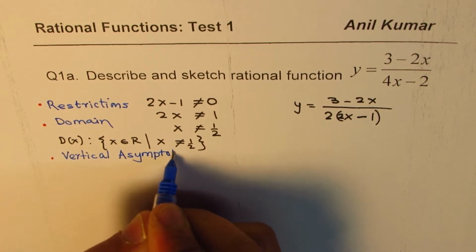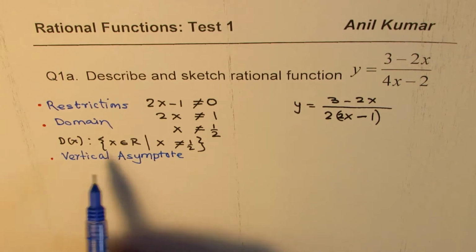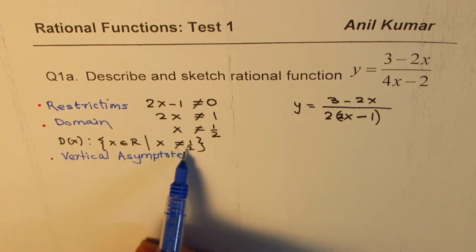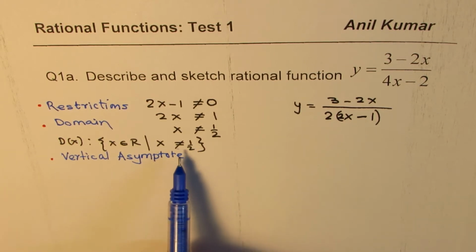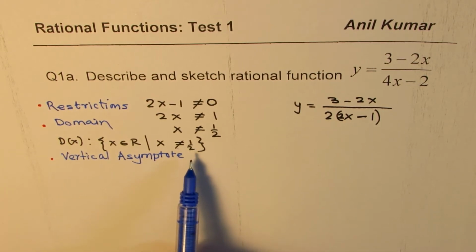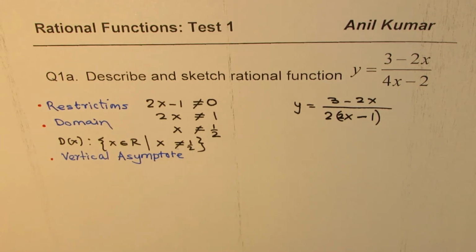A vertical asymptote is a value. If x is approaching that value, then the value of the function is approaching either positive or negative infinity, rather an unbounded value, right?